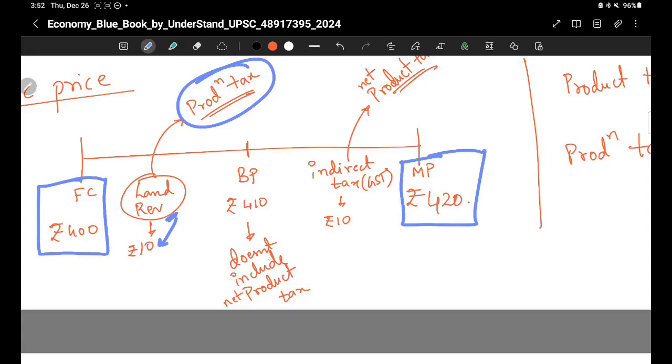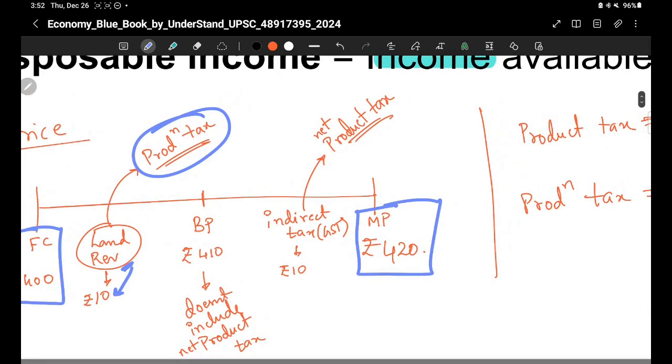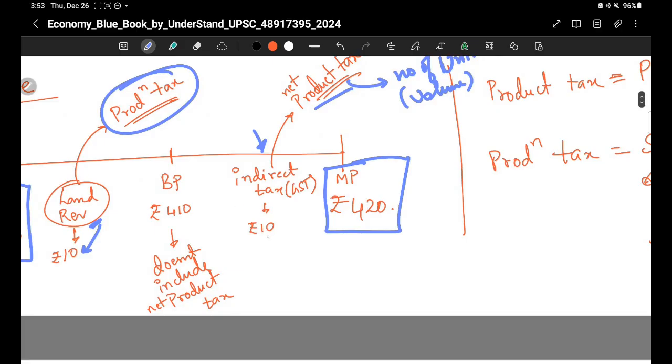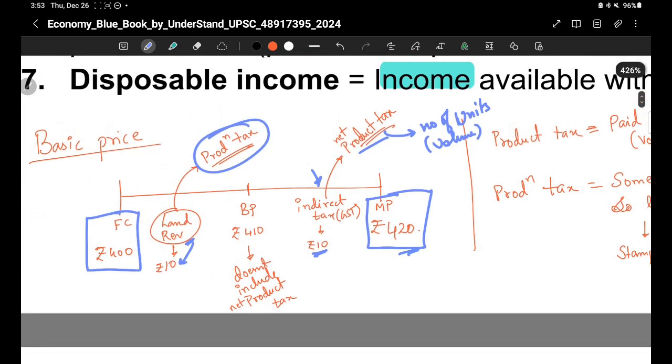You add that 400 to 10, you get 410. And this basic price doesn't include net product tax. What is product tax? This is one more kind of tax which comes later on. Example is an indirect tax. Net product tax depends on the number of units produced, basically the volume of production. If you make 1000 kg wheat this time, more tax will be levied here. It depends on the volume. So after all this, indirect tax, that is GST, is also put. Let's say 10 rupees, and finally market price will be 420. So basic price is between the market price and factor cost, somewhere in between.